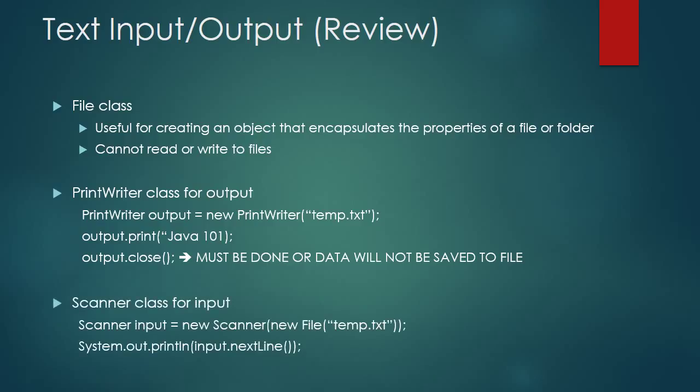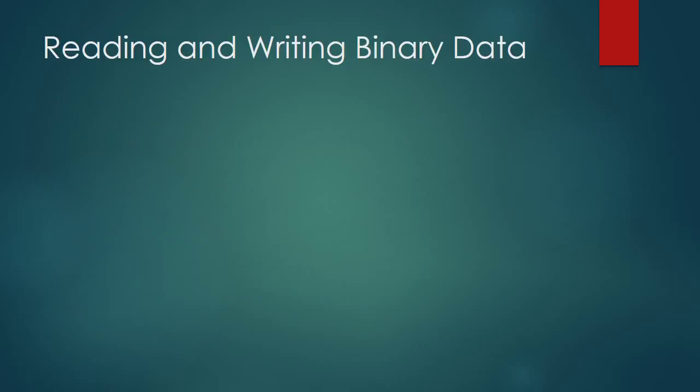Now, if I want to read data from a file, we can use a Scanner class. And you can see here, Scanner input equals new Scanner, and there's my instantiation of a file object that points to temp.txt. And then I can use methods inside the Scanner class that allow me to read the file, for example input.nextLine. So this is how we handle textual data when we want to either write to files or read from files.